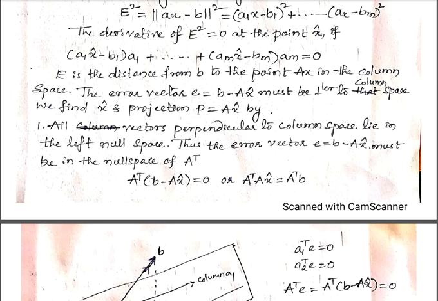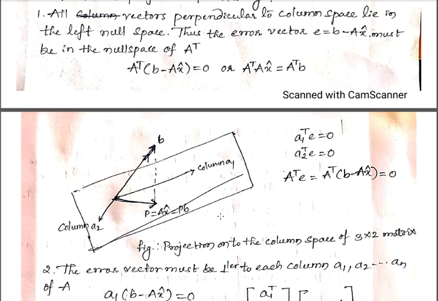That same condition: A transpose is the column space of A and it should be perpendicular to E, means A transpose E, where E is nothing but B minus AX cap, should be 0. If we solve this equation, we can write A transpose times B minus AX cap. When we multiply these individually, it is A transpose AX cap is equal to A transpose B, and the same is shown here.